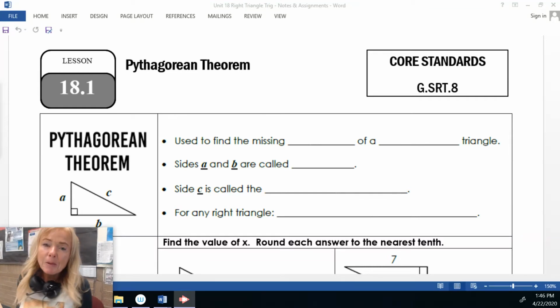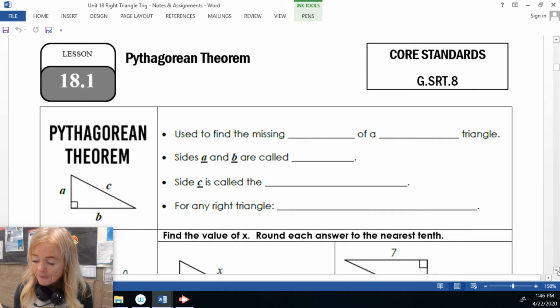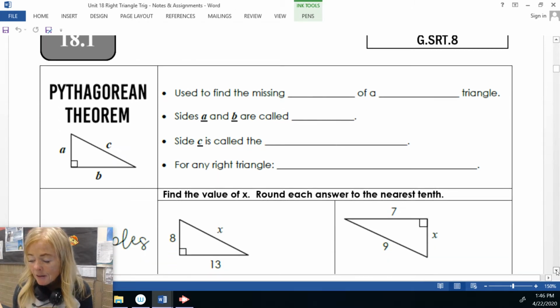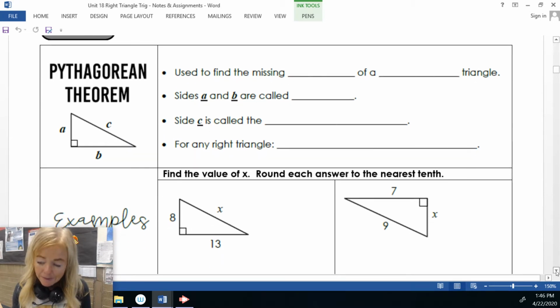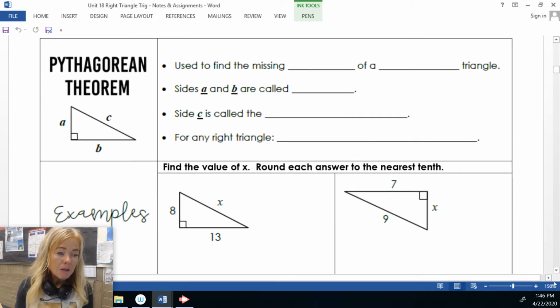This is lesson 18.1 on the Pythagorean theorem. Now, we have probably already learned the Pythagorean theorem, so we're going to start with that. Hopefully it'll just be a reminder. Now, these are the 18.1 notes.